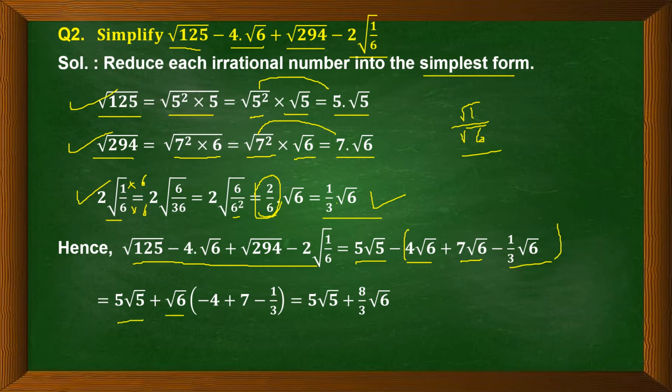5 root 5 as it is we are going to write, and in bracket we are going to write all the coefficients. So minus 4 plus 7 minus 1 by 3. Now when you'll solve it by taking LCM, you will get the answer 5 root 5 plus 8 by 3 root 6, right?